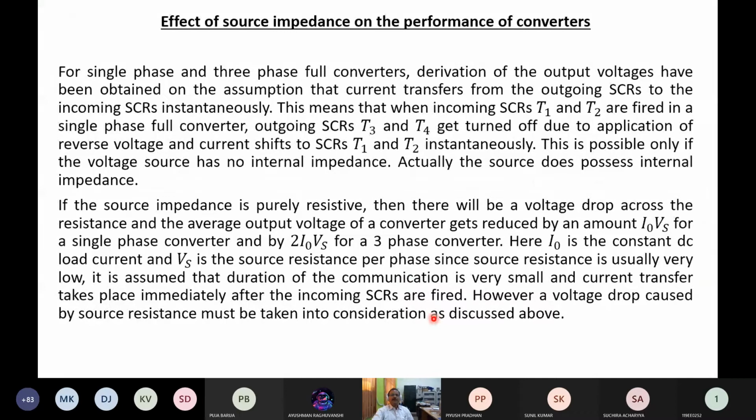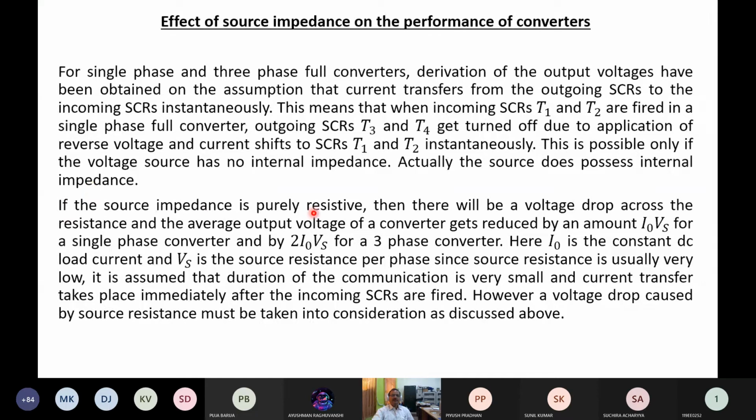For single phase and three phase converters, derivation of the output voltages has been obtained on the assumption that current transfers from the outgoing SCR to the incoming SCR instantaneously. This means that when thyristors T1 and T2 are triggered in a single phase converter, the outgoing SCRs T3 and T4 get turned off due to application of reverse voltage and current shifts to T1 and T2 instantaneously. This is possible if the voltage source has no internal impedance. But in fact, the source does possess internal impedance.